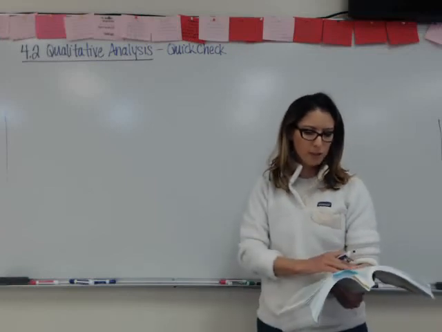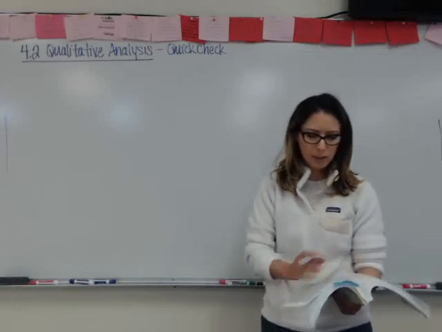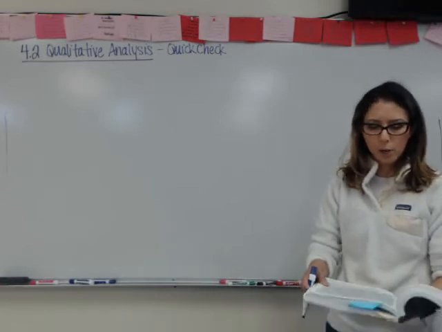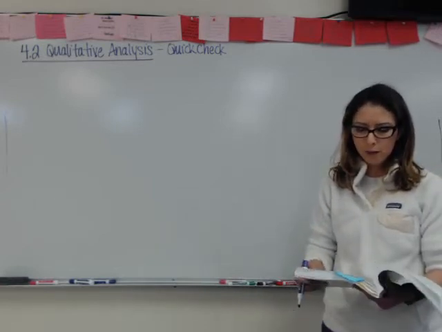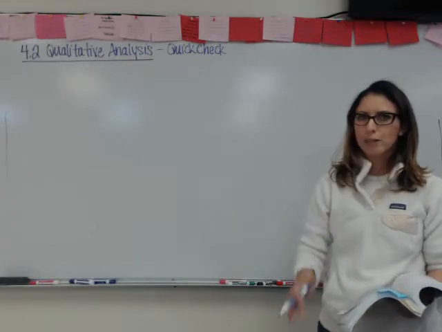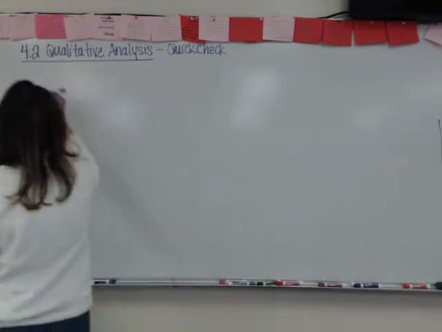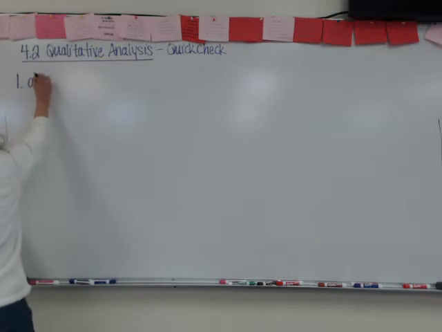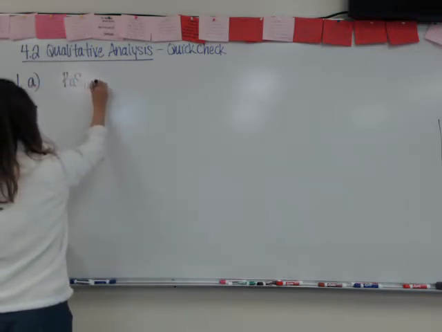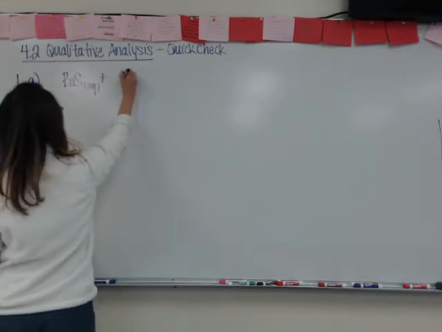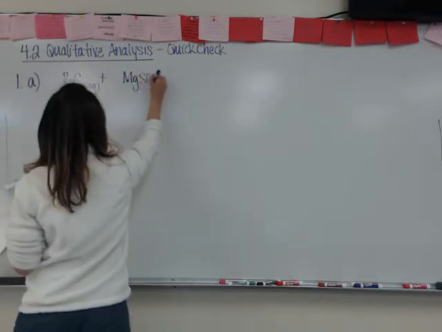Okay, we are on section 4.2, qualitative analysis. The first quick check asks you to write the formula for the precipitate that forms when the following solutions are mixed. Since it's been a while since we've done this, let's take a look at 1A. You're combining barium sulfide solution with magnesium sulfate solution.